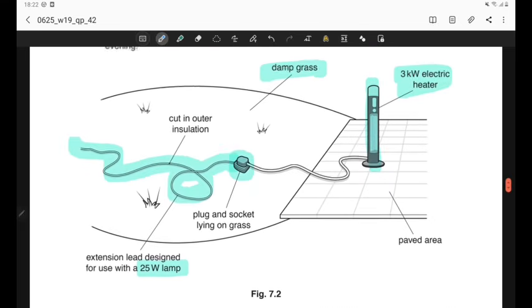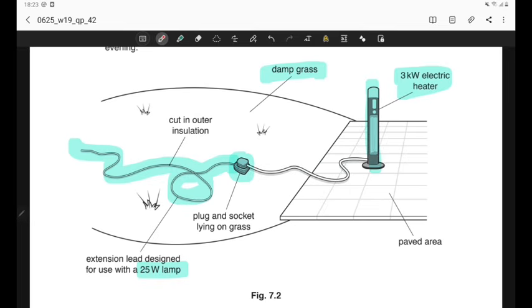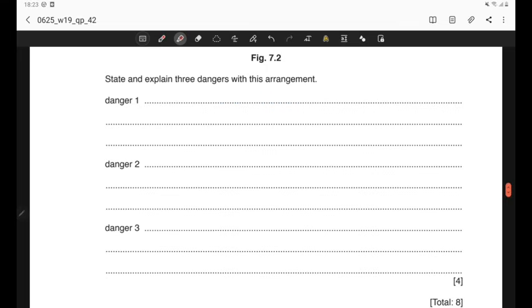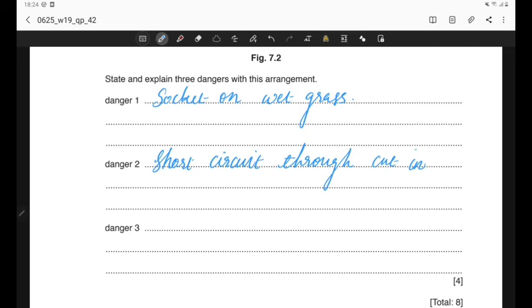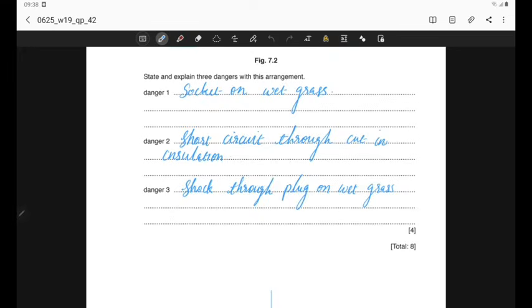So let's look at the figure and we can understand that the plug and socket are kept simply on the grass, and the grass can be wet. And another danger you can see, a cut in the outer insulation. There is a cut in the outer insulation. It can also cause so many dangers. So we can write point by point. Danger 1, socket on wet grass. Second one, short circuit through cut in insulation. And the other one, shock or again short circuit through plug on this wet grass.